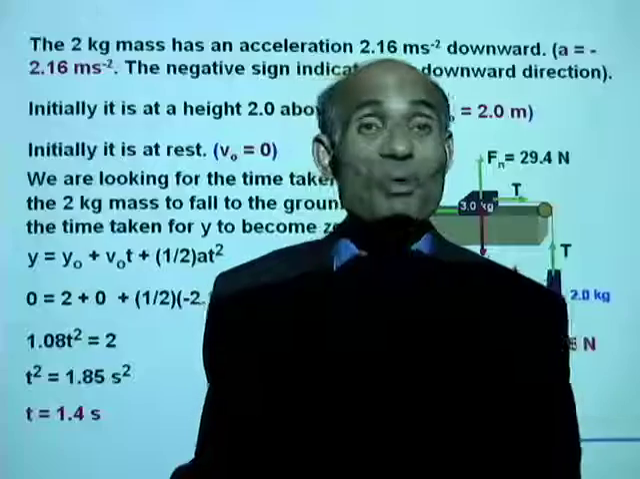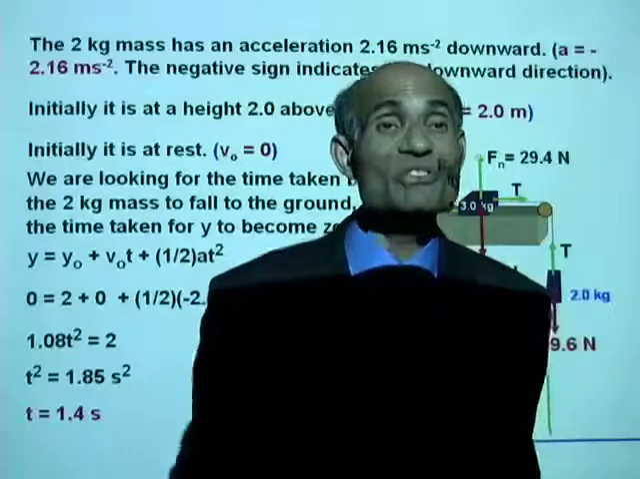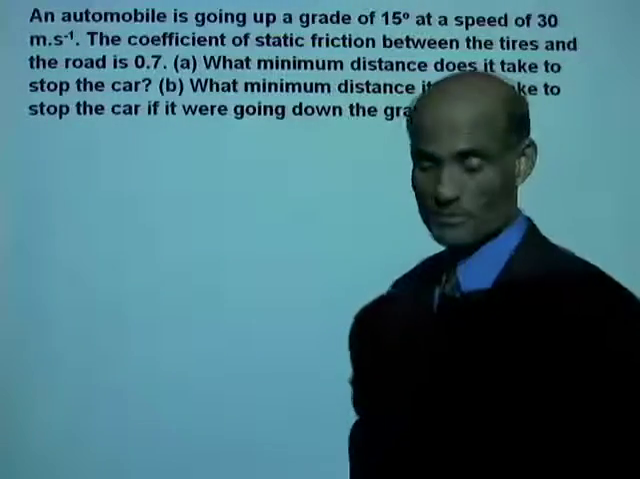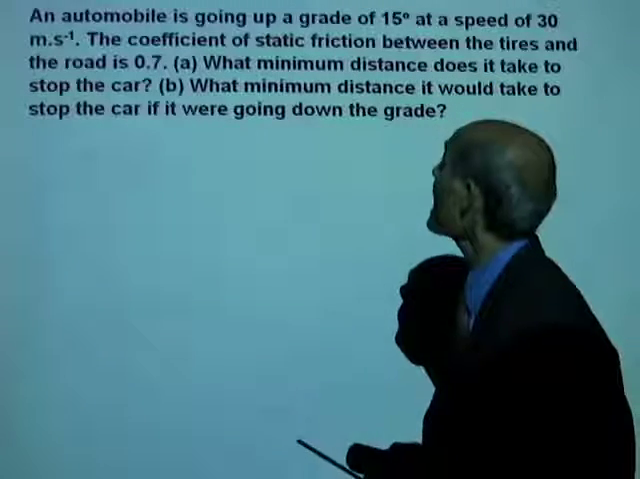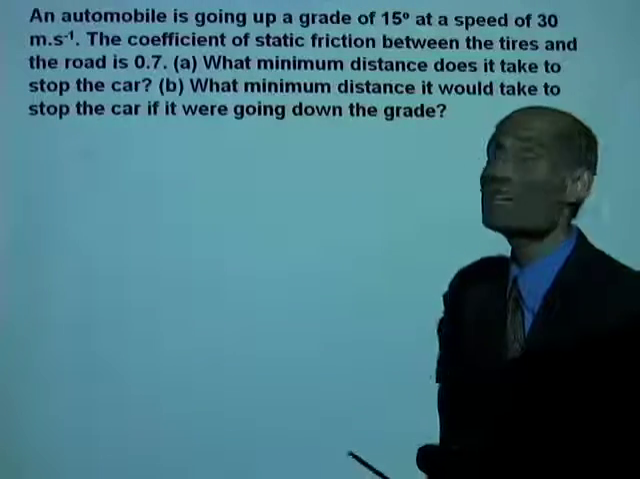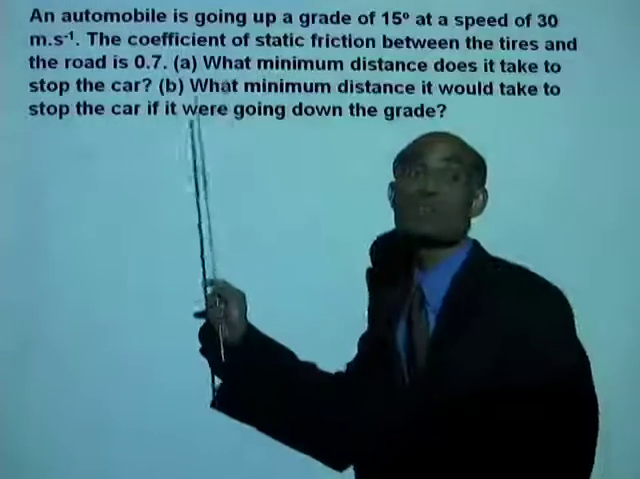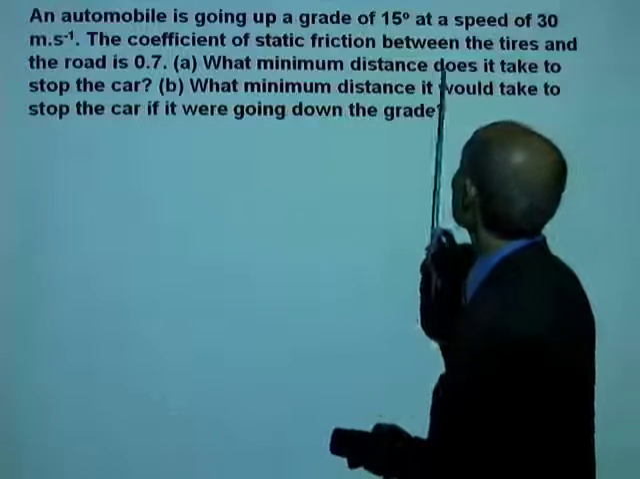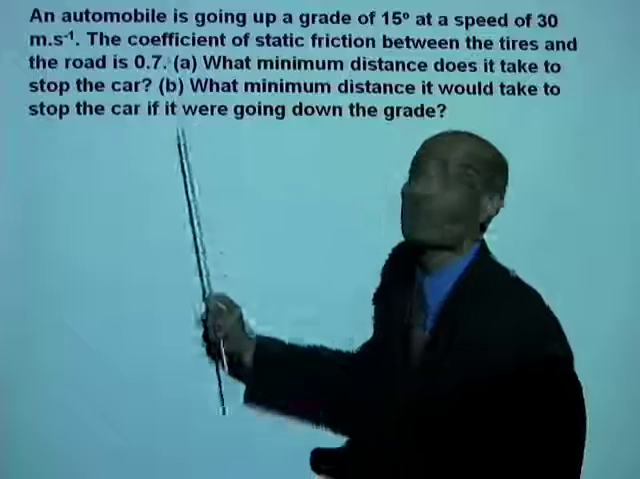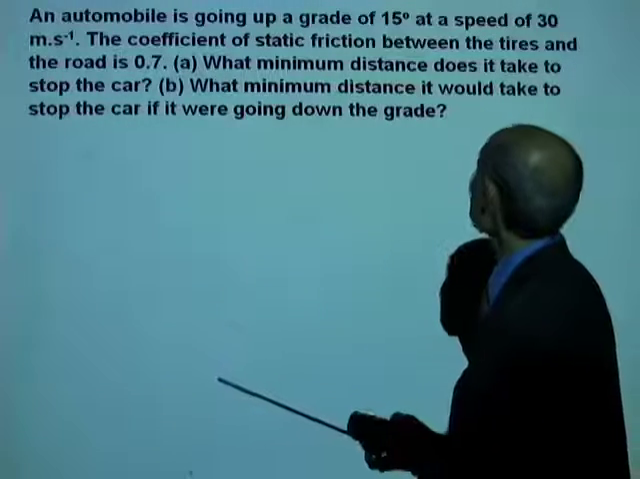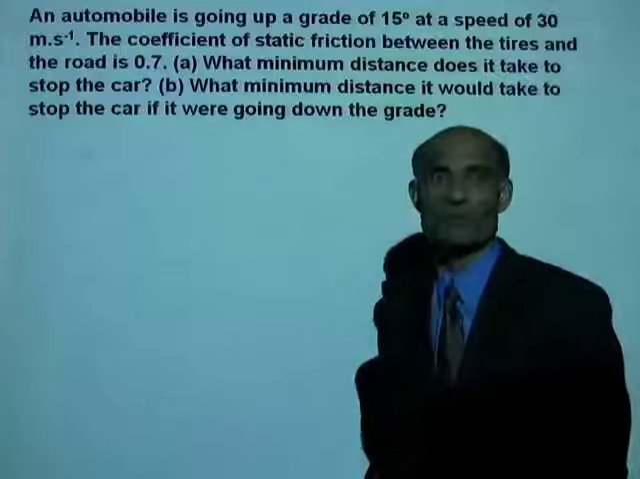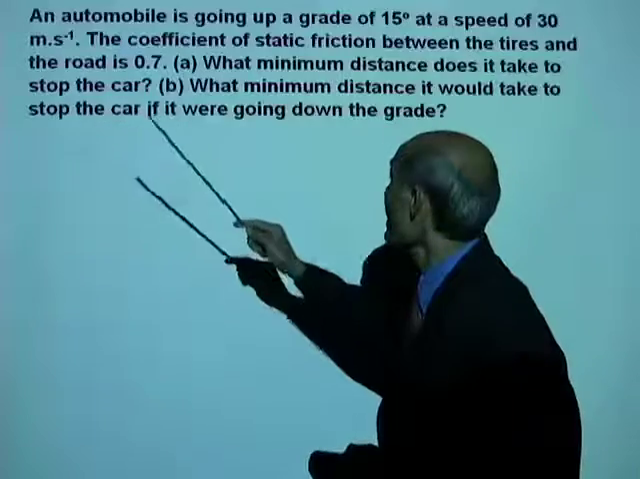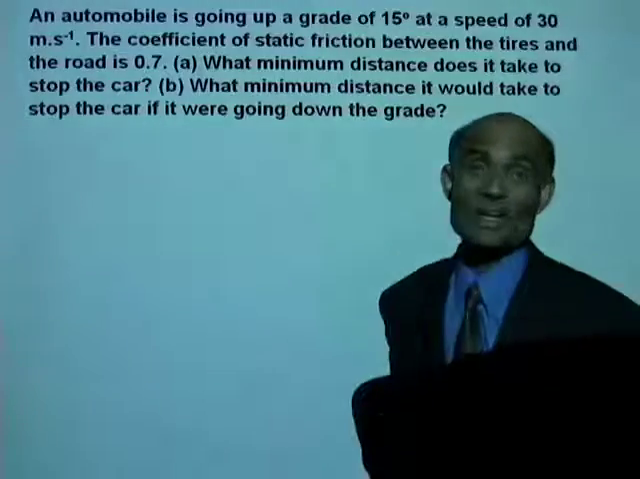Now, another very important type of problem, and I want you to practice this problem one more time. All right? Another one. An automobile is going up a grade of 15 degrees at a speed of 30 meters per second. The coefficient of static friction between the tires and the road is 0.7. What minimum distance does it take to stop the car? B. What minimum distance would it take to stop the car if it were going down the grade?